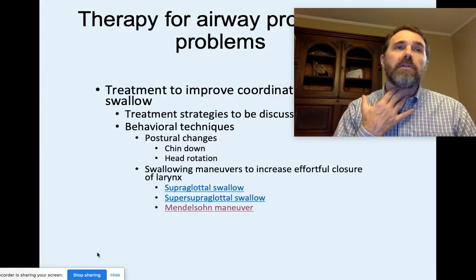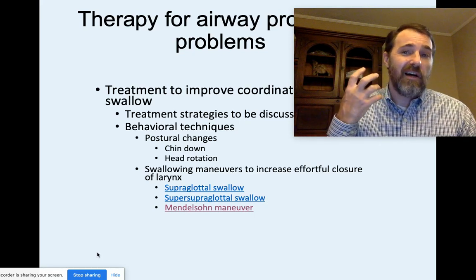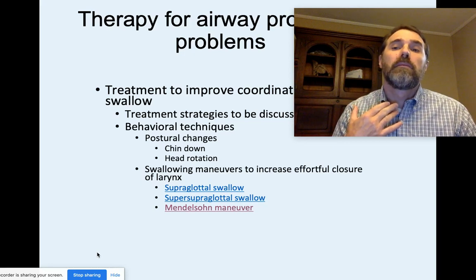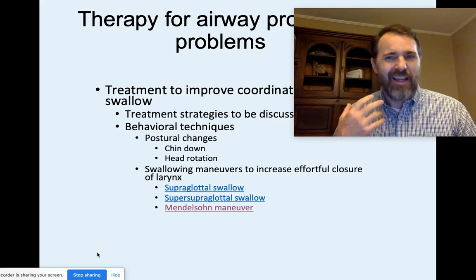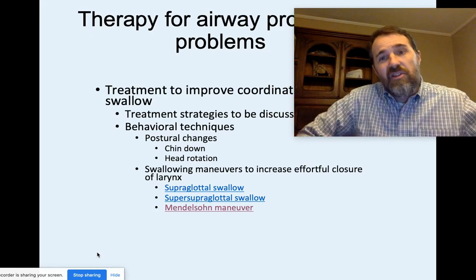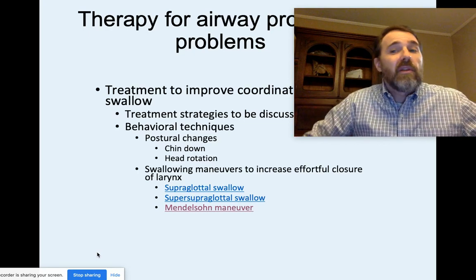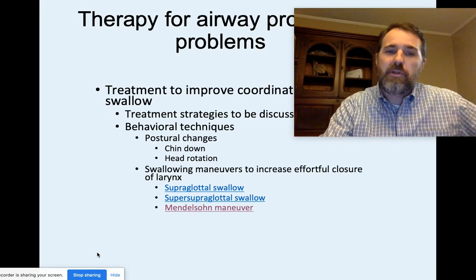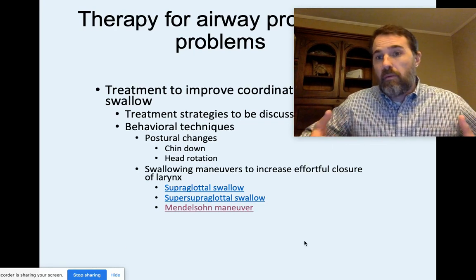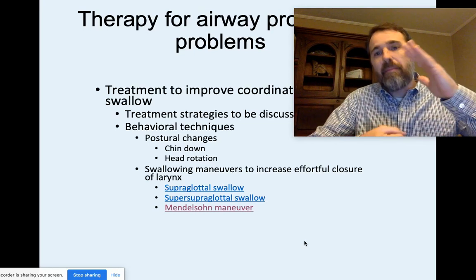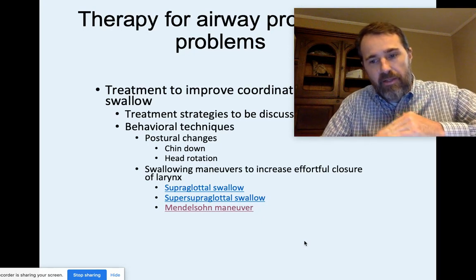Basically, you learn to hold your larynx up in the middle of a swallow, and then drop it down, and it's very effortful. And what you're doing is you're exercising those suprahyoid muscles, those hyolaryngeal elevators, and you're making them stronger, which is important because you want to be able to pull the larynx up to meet the epiglottis.